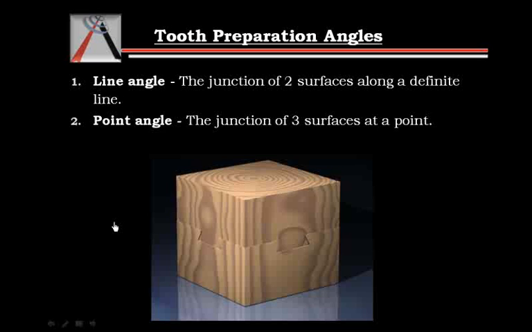Now let's move on to understand two more simple terms, that is the line angle and the point angle. So line angle is the junction of two surfaces that is along a definite line. So we can see if we take these two surfaces, they join with each other at a particular line, and this is line angle. But if we consider three surfaces, these three surfaces will contact each other at a particular point, and this will make a point angle. So this is line angle and point angles.